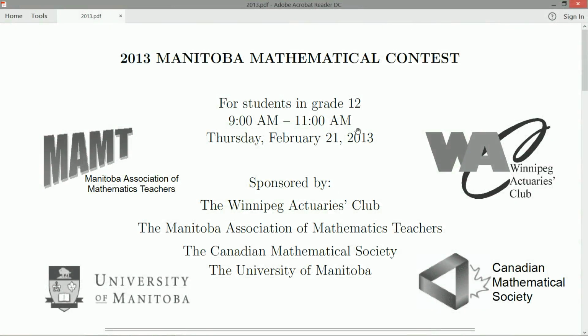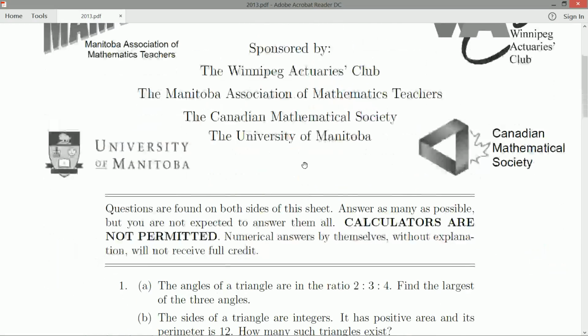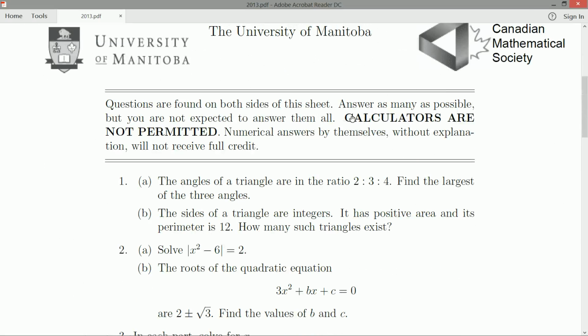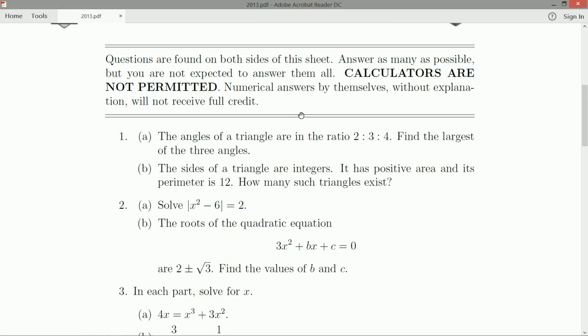So we have our wonderful sponsors here. We've got a 2-hour time limit, wonderful things to note. It's intended for students in grade 12, and this is all the sort of thing that you should be reading, the instructions, quite nicely in bold. They do have calculators not permitted, but I'll let you guys read through that and appreciate the wonderful sponsors out there promoting math contests. We're just going to jump right into it with question number 1 in this video.